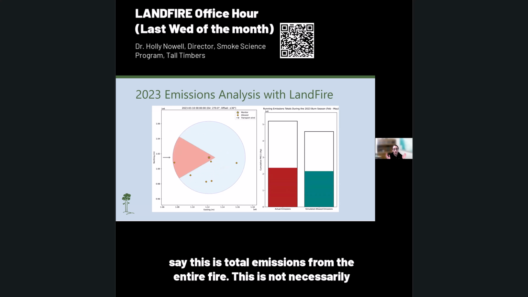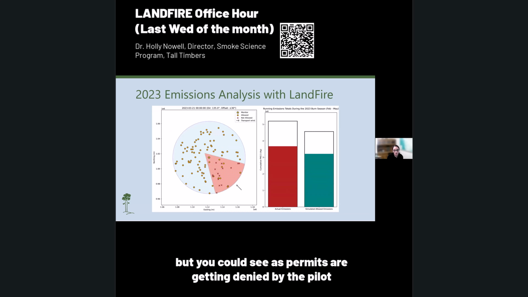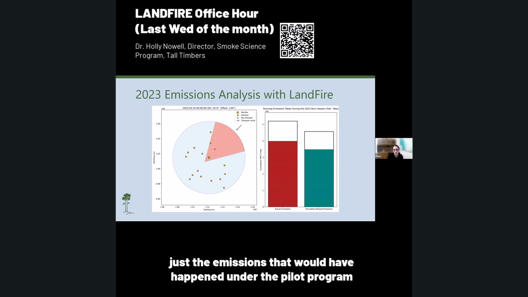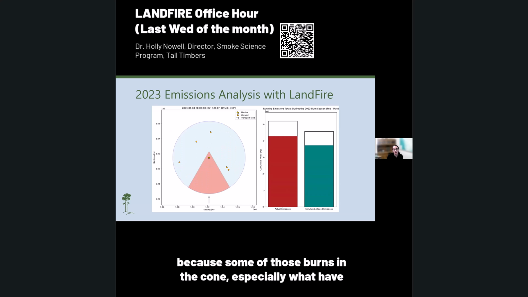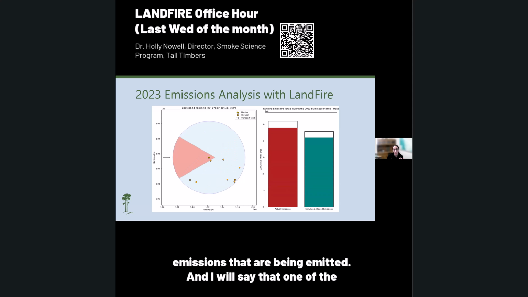Now, I should say this is total emissions from the entire fire. This is not necessarily what's hitting the sensor. A lot of the smoke rises up and moves out. But you could see as permits are getting denied by the pilot program, these are the simulated allowed emissions. So these are just the emissions that would have happened under the pilot program, because some of those burns in the cone especially would have been denied. So we are taking kind of the edge off the amount of emissions that are being emitted.